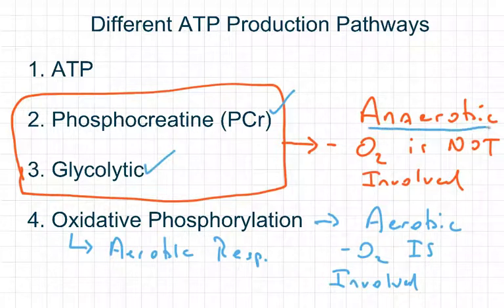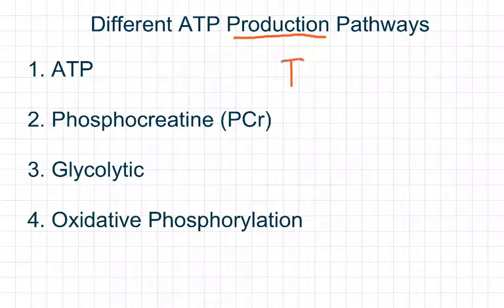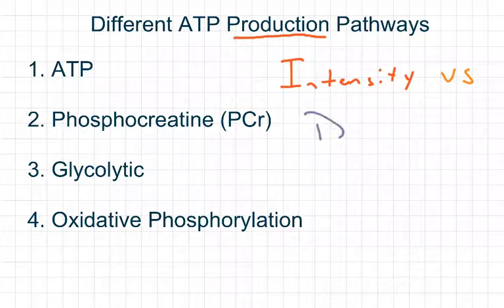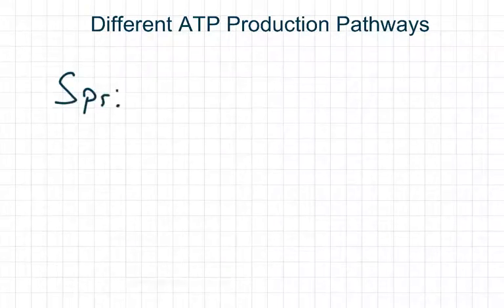or the anaerobic pathways. So one of the questions that I typically get is, how does the body choose which energy pathway it uses to produce ATP? The two variables involved with this choice in the production pathway are intensity versus duration. Let's put this into a little bit of context. Looking at two different athletes, we have a sprinter and a marathon runner.